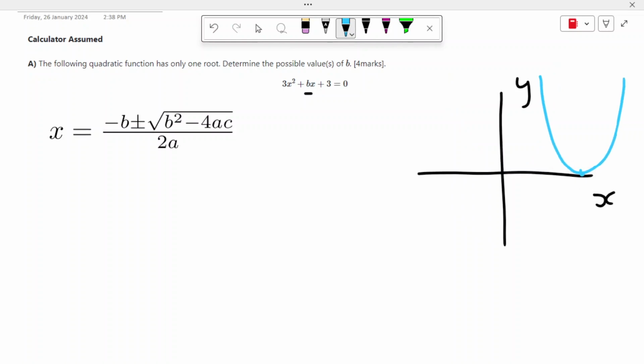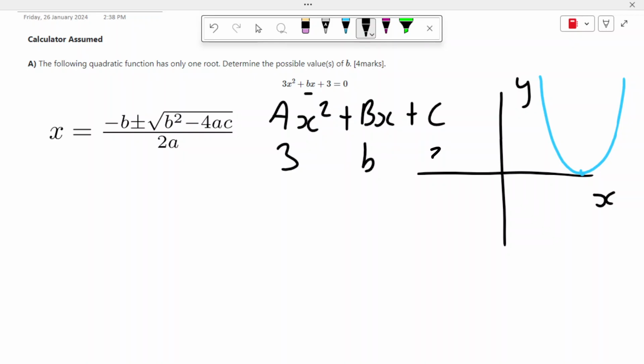So what we're going to need is our quadratic formula, okay? This is on your data sheet, so you can find it here, and it's this big, long, complex equation. So what we can say is that our standard form is ax squared plus bx plus c, okay? Now, our a in this case is going to be 3. Our b in this case is, we don't know, it's still going to be b. Our c in this case is going to be 3. So we can substitute all those values into our quadratic formula to try and find it.